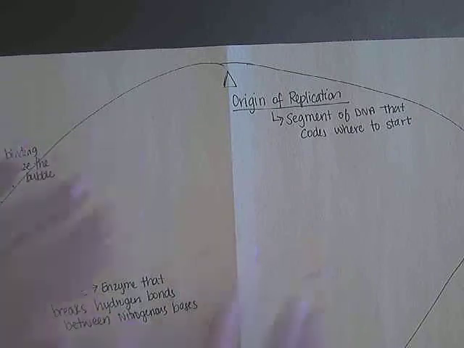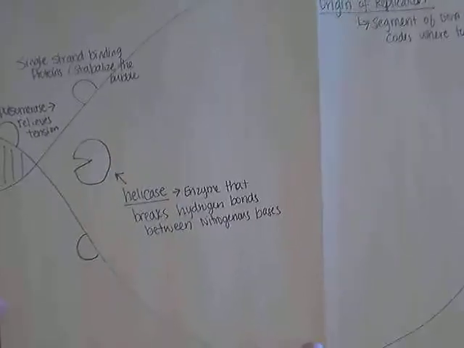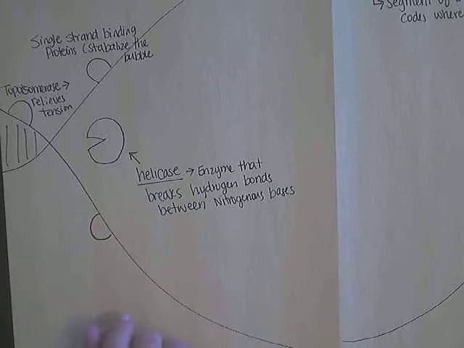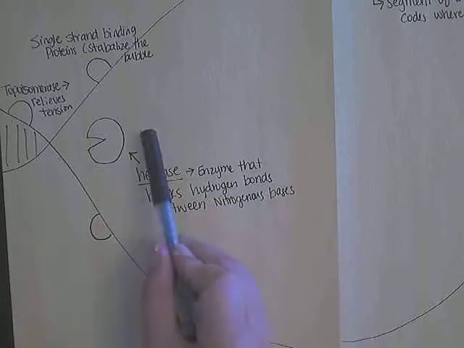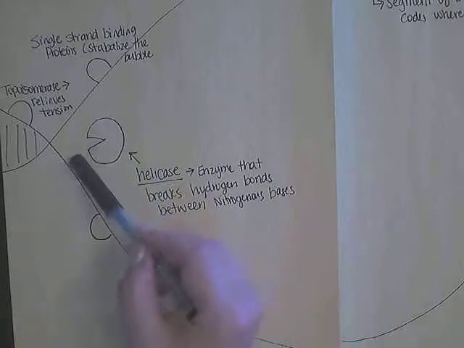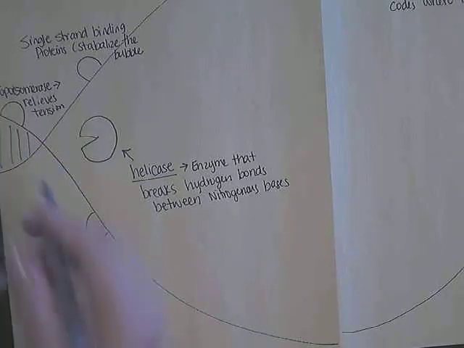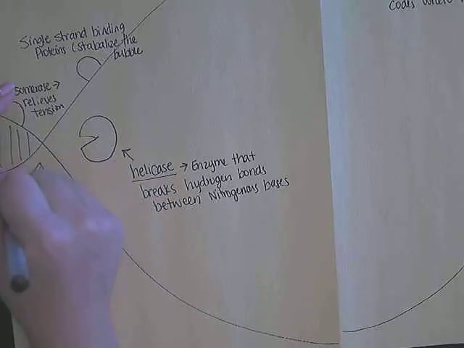We're going to bring in proteins, we're going to bring in enzymes to help create this replication bubble where DNA replication will take place. Our first enzyme we're going to talk about is helicase. So helicase is an enzyme that breaks those hydrogen bonds between those nitrogenous bases, and it's going to work away from the origin of replication towards this area right here, which is called your replication fork.